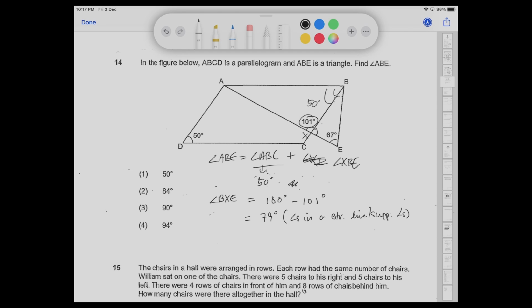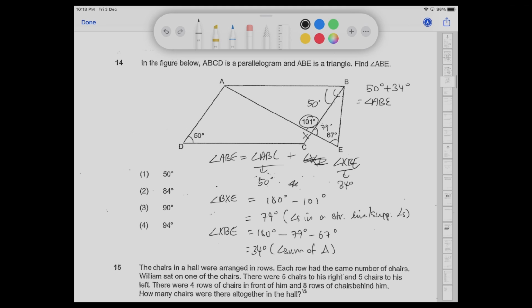Depends, right? But it's just 79 degrees here, so we can find XBE: 180 degrees minus 79 minus 67, which is 34. The angle property is the angle sum of a triangle. So ABC plus XBE, it's just 50 degrees plus 34 degrees, that's equal to ABE. ABE is 84 degrees. The answer is 2.